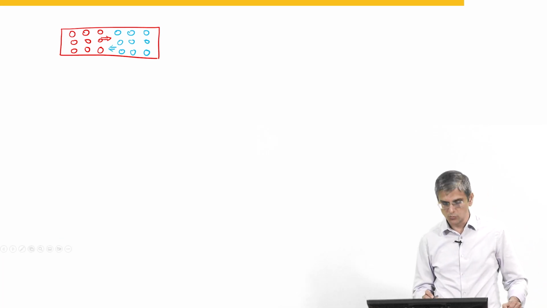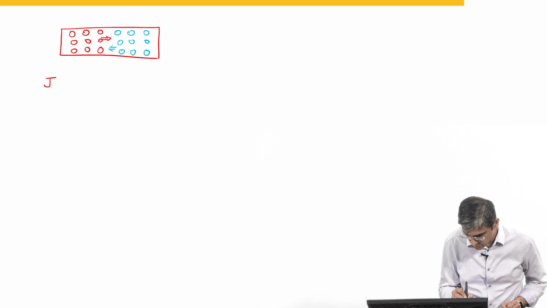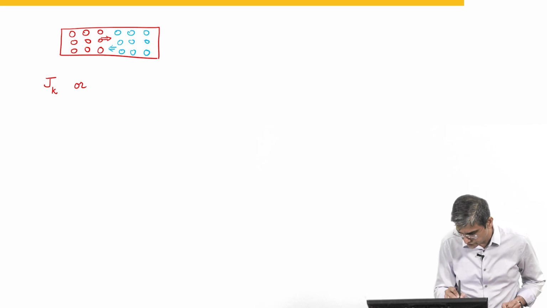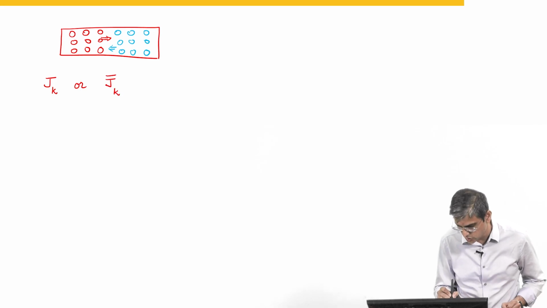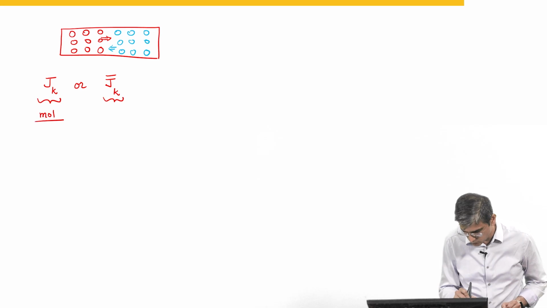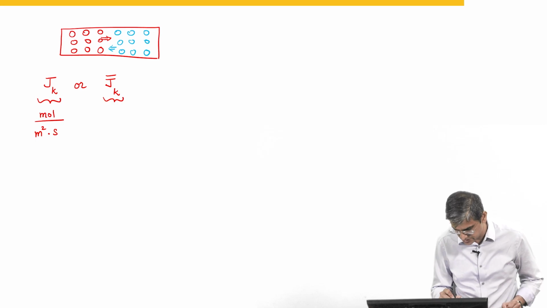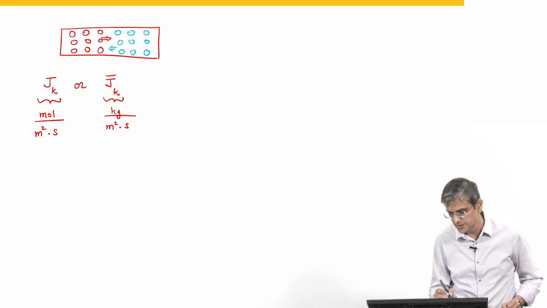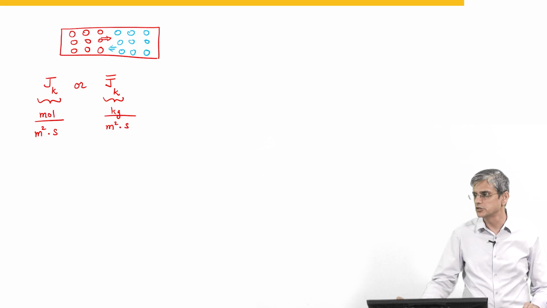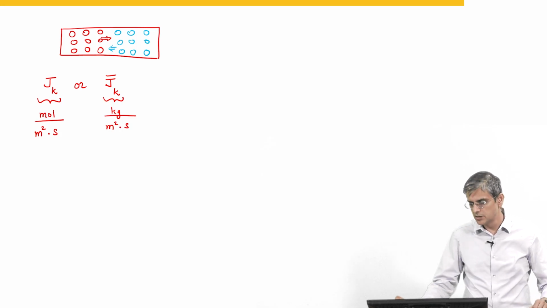What governs the movement? The movement is given by the molar flux because of diffusion or mass flux because of diffusion. This is the flux of kth species because of diffusion. This is in terms of moles per meter square second or moles per centimeter square second. This is in terms of kg per meter square second. Okay. They are related to each other just by the molecular weight. Okay.